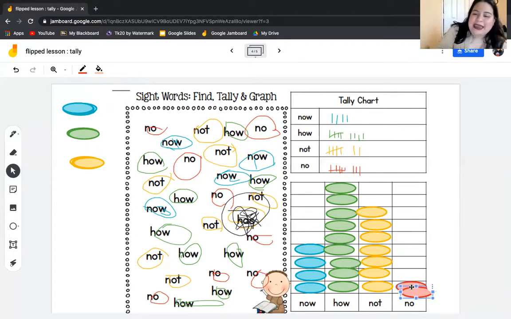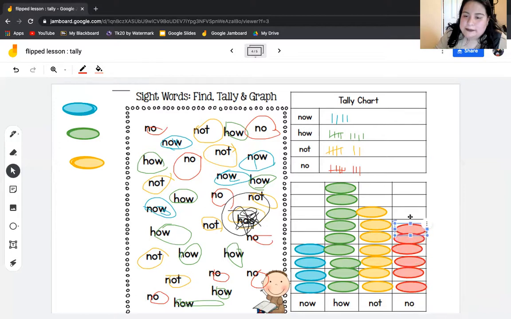We had 8 no's. So we are going to fill in 8 bars on our bar graph. Or not bars, 8 rectangles on our no bar. 1, 2, 3, 4, 5, 6, 7, 8. All right.